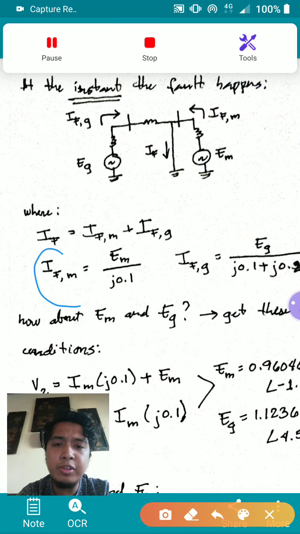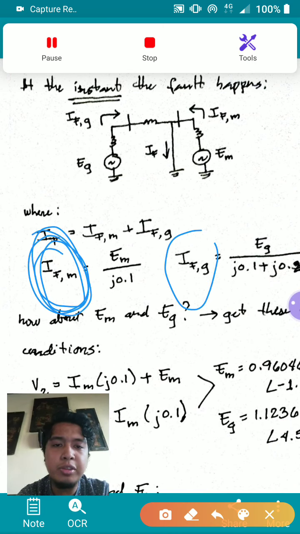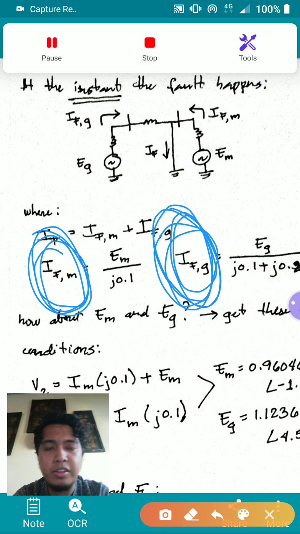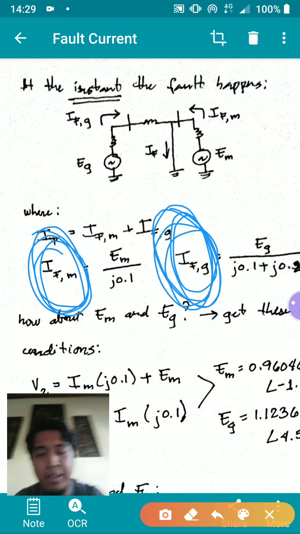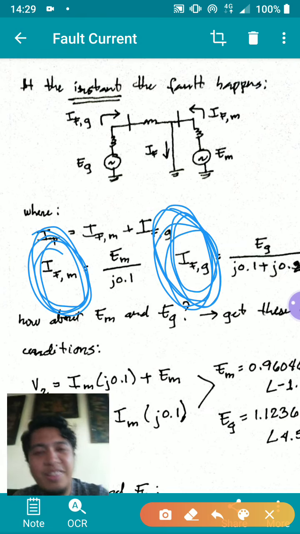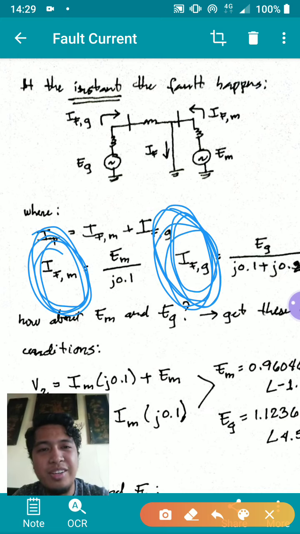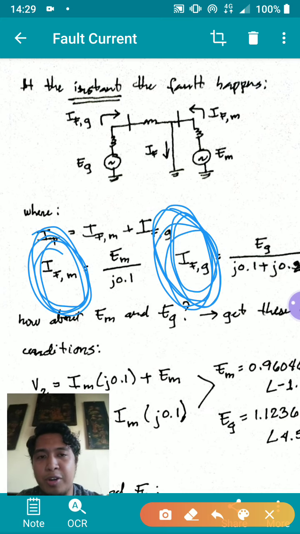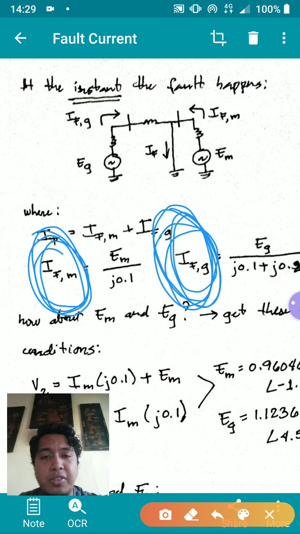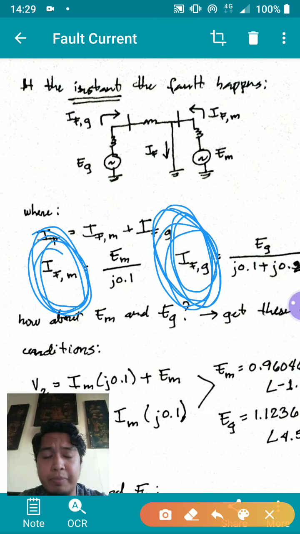So that's basically these equations here. You can get the fault current from the motor and the fault current from the generator by just using Ohm's law. This is a very small network, so it's really easy to solve for the currents. For more complex networks, you'll probably need to use load flow.